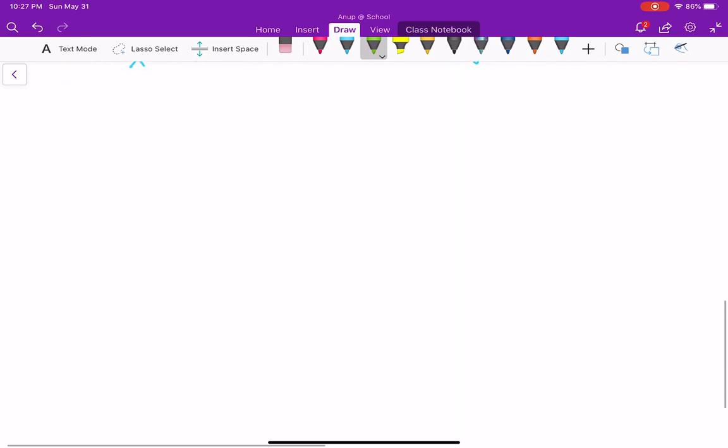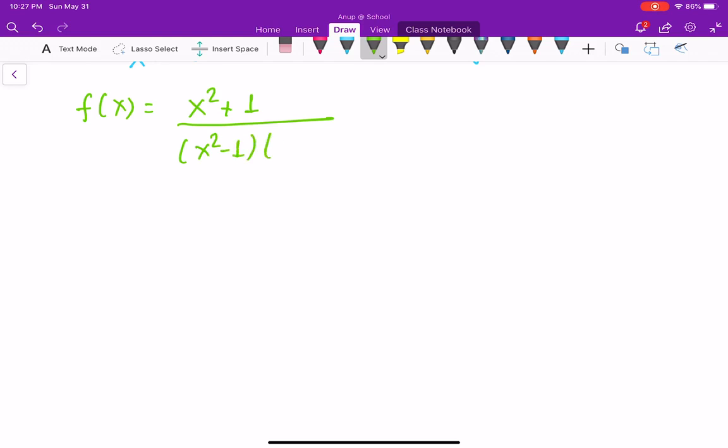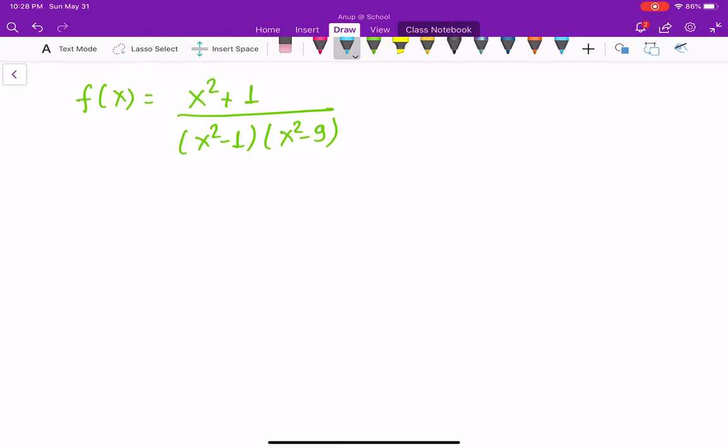So let's try to see another example where we have f of x is equal to (x square plus 1) divided by (x square minus 1) times (x square minus 9). And our goal is to find the vertical asymptotes of this rational function. So how do we find them? Again, we begin from the denominator. You can see on the denominator we have (x square minus 1) times (x square minus 9). Let's set it equal to 0 first. We want to see where the denominator is 0 first, right?